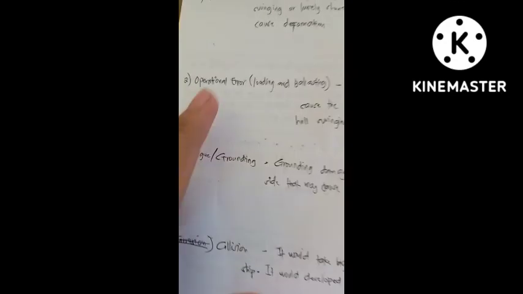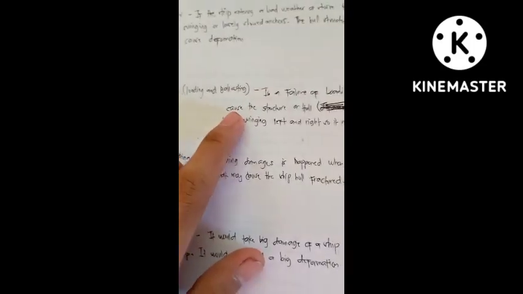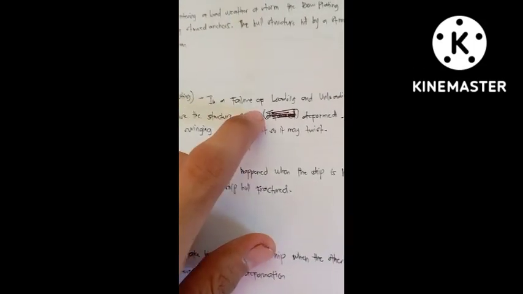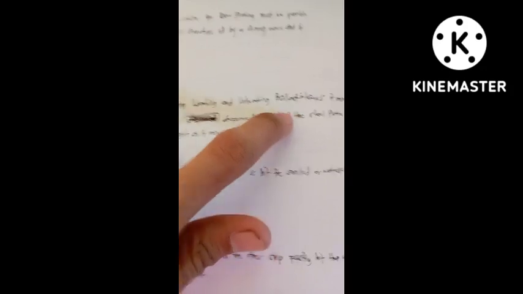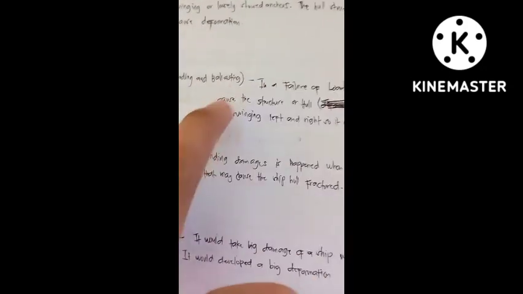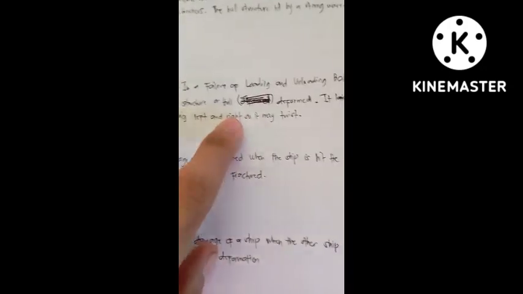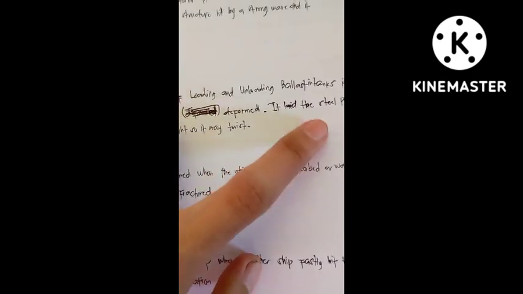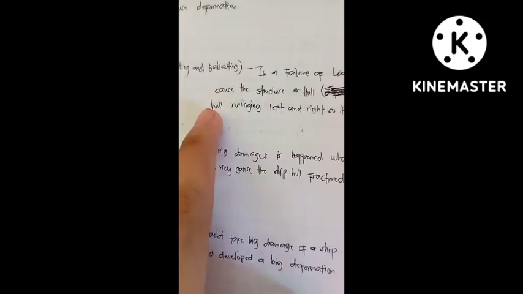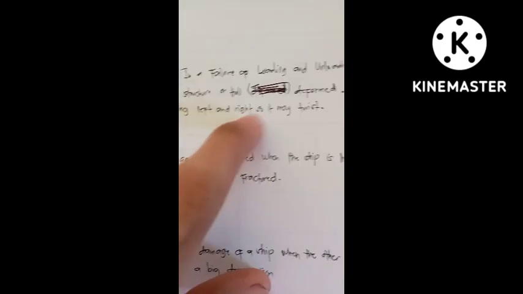Second is operational error in loading or ballasting. A failure in loading and unloading ballast in tanks may cause the structure or hull to deform, or lead the steel plate or hull to swing left and right, so it may twist.